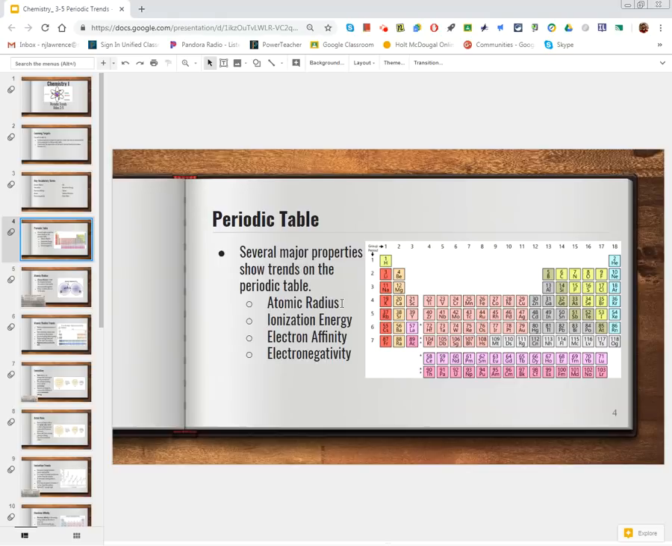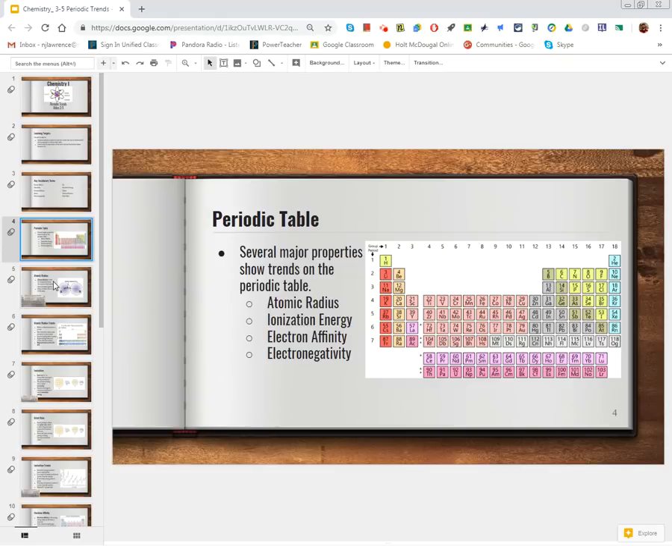Atomic radius is simply the size of the atom. Ionization energy is simply the energy needed to remove an electron. Electron affinity is the energy needed to gain an electron. And electronegativity is the atom's ability to steal an electron. So this is size, lose an electron, gain an electron, and steal an electron, if you want to make yourself a quick note.